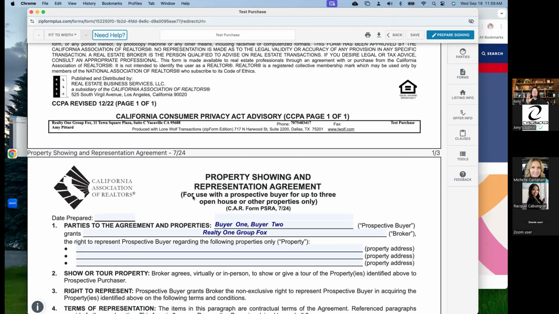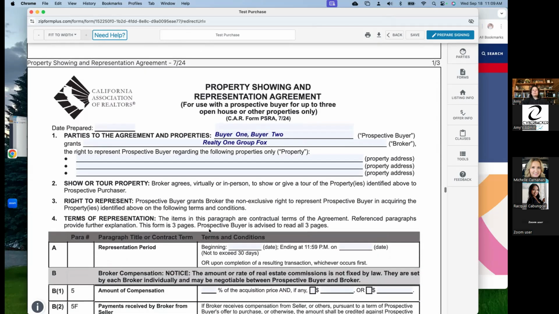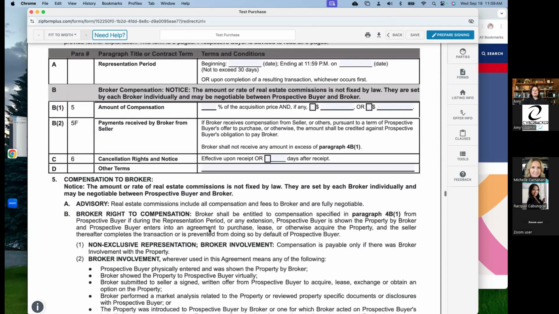And this should help to circumvent those buyers that are trying to cheat the system. They're trying to get into a property to see it without actually using that agent to write the offer. This should flush those people out, or at least get you paid if they decided to write it with somebody else.